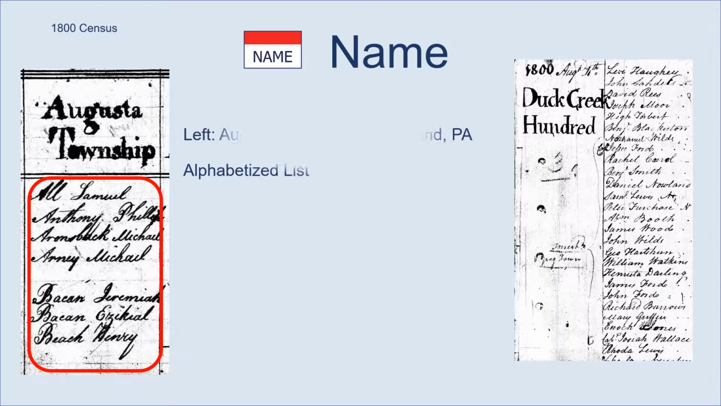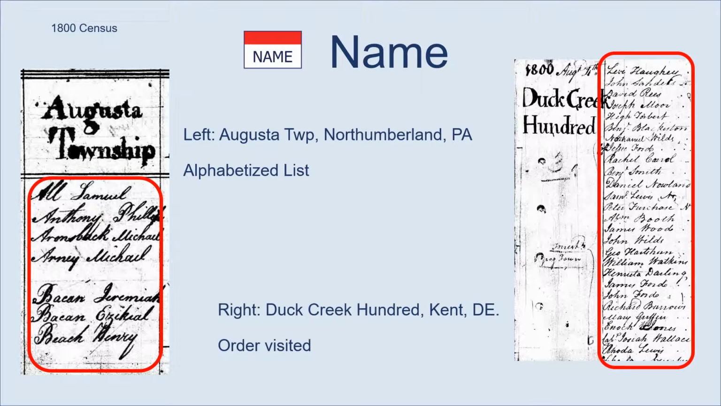Name. To the left is an example of heads of families taken in Augusta Township, Northumberland, Pennsylvania. This census taker alphabetized his list. To the right is from Duck Creek 100, Kent, Delaware. Most census takers listed the heads of household in the order he visited them. This is actually better because people tended to live near family members.